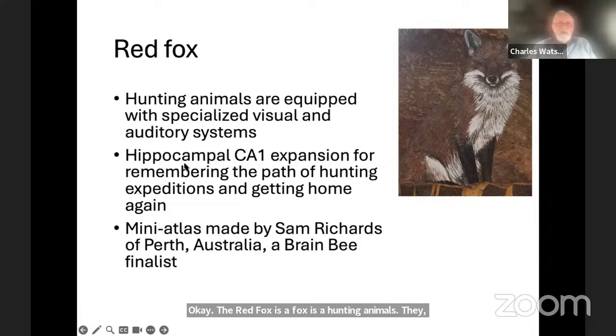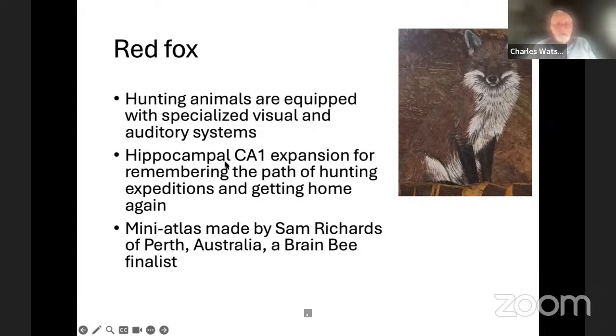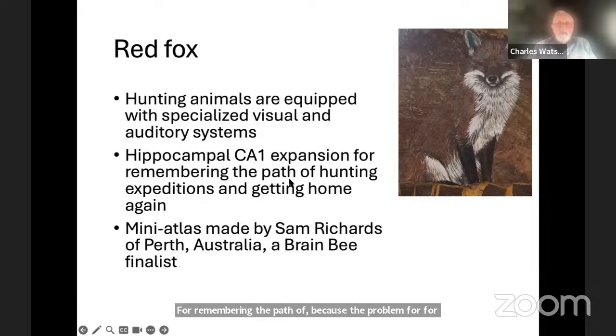They have a spectacularly good, although not the biggest, CA1 hippocampal expansion for remembering the path of the hunt. Because the problem for carnivores, if they hunt animals and run around hunting them all day and night until they finally kill one, is that they've got to work out how to get home again. They usually vomit up some of the meat to feed their children when they get home.